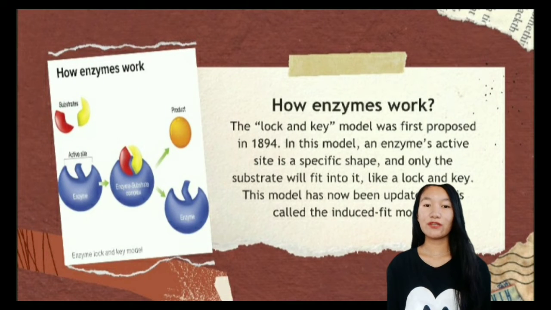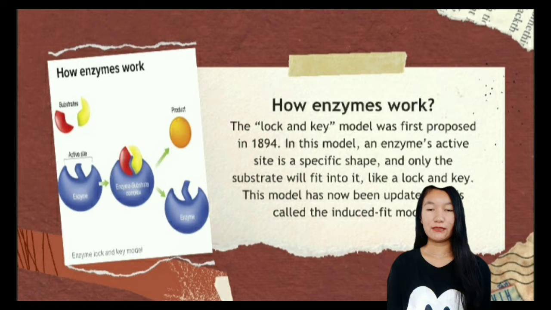The lock and key model was first proposed in 1894. In this model, an enzyme's active site is a specific shape and only the substrate will fit into it like a lock and a key. This model has now been updated and is called the induced fit model. In this model, the active site changes shape as it interacts with the substrate. Once the substrate is fully locked in and in the exact position, the catalysis can begin.